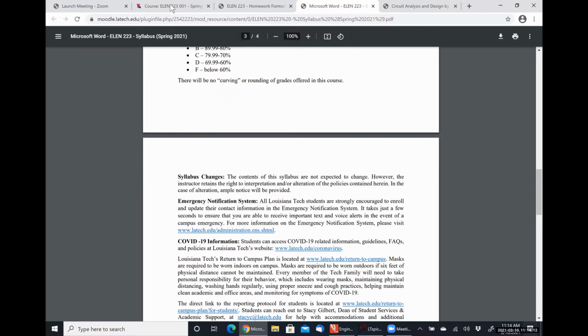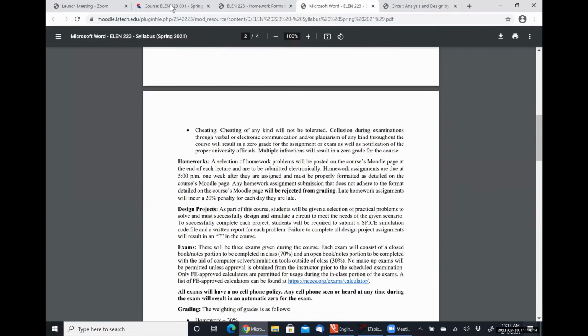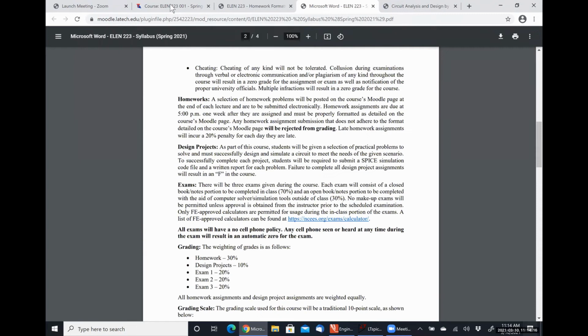All right, so back to the syllabus. I feel like we have discussed homeworks thoroughly. There will be a couple of design projects in this class. I will try to have the first one uploaded by Monday, as it will be pertaining to operational amplifier circuits, and I will give you some details with specifically what I'm looking for. They're not going to be too terribly involved.